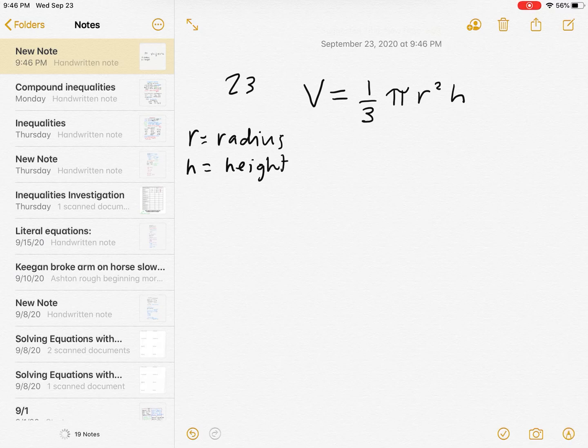What's our goal here? To solve for h. So what's keeping the h from being by itself? Well, the 1/3, the pi, and the r squared. I don't recommend dividing by fractions, let's get rid of that first. What's the opposite of 1/3? Instead of dividing by fraction, let's multiply by the reciprocal.